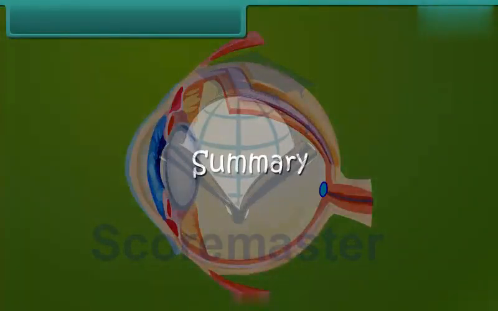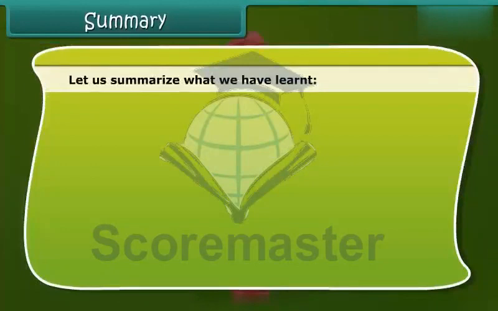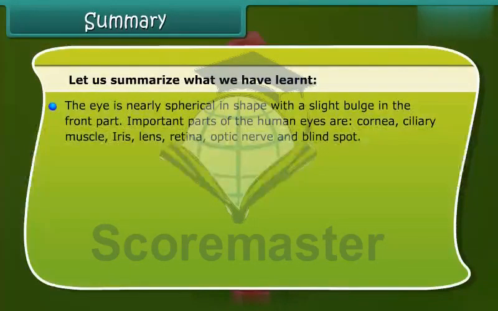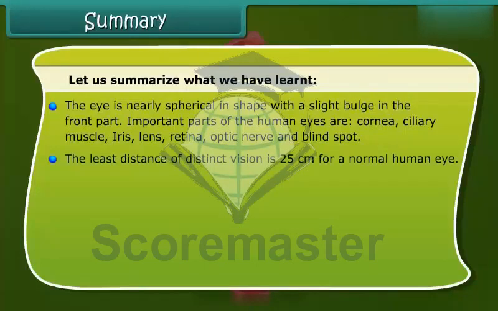Summary. Let us summarize what we have learned. The eye is nearly spherical in shape with a slight bulge in the front part. Important parts of the human eyes are cornea, ciliary muscle, iris, lens, retina, optic nerve, and blind spot. The least distance of distinct vision is 25 centimeter for a normal human eye.